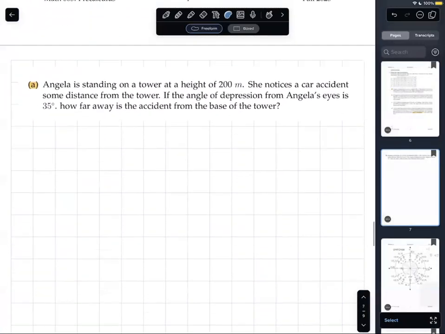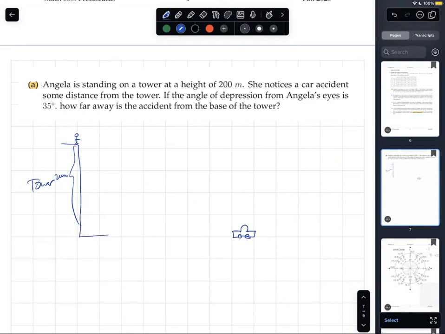Angela is standing on a tower at a height of 200 meters. So here's the tower, 200 meters tall. Here is Angela. She notices a car accident some distance from the tower. If the angle of depression from Angela's eyes is 35 degrees, how far is the accident from the base of the tower? So let's draw the line of sight here, to this accident.